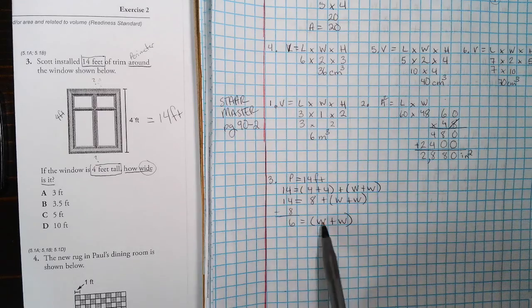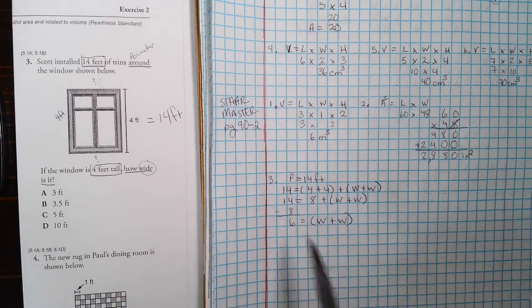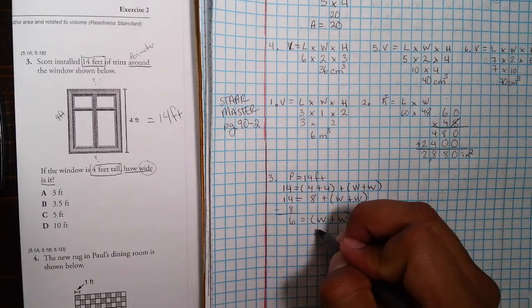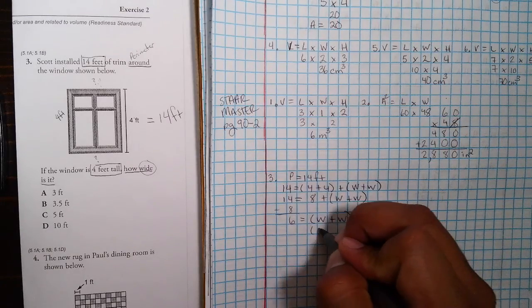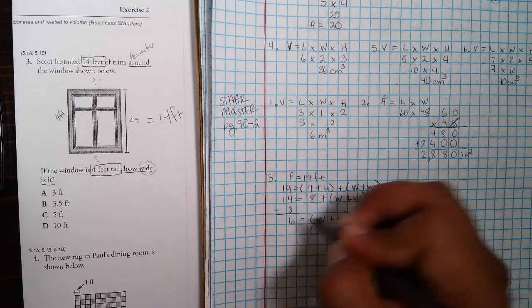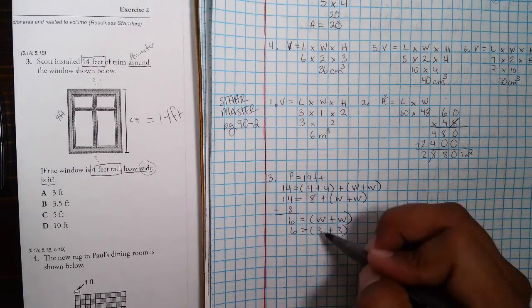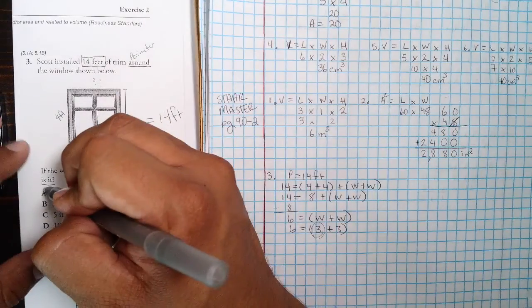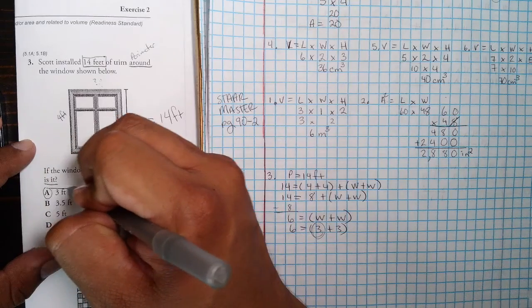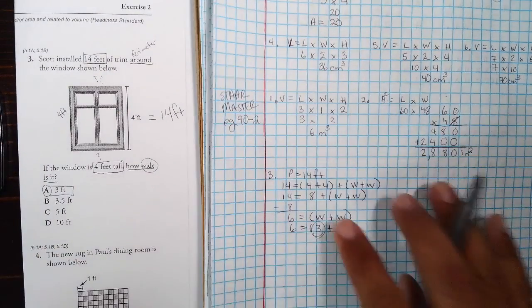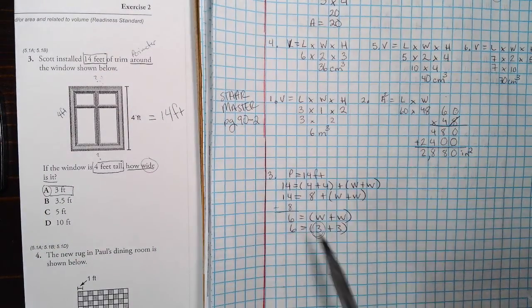All right, so what two numbers that are the same could I add together to give me 6? So that means it's going to be 3 plus 3 gives me 6. So my answer is 3 feet. Now, that is our expression way of doing it.